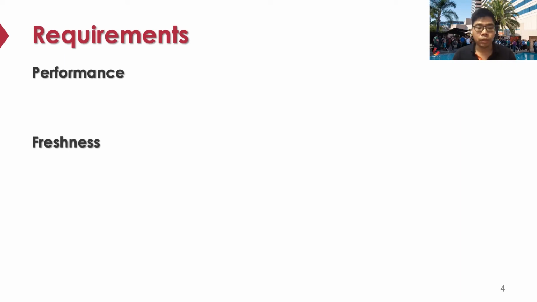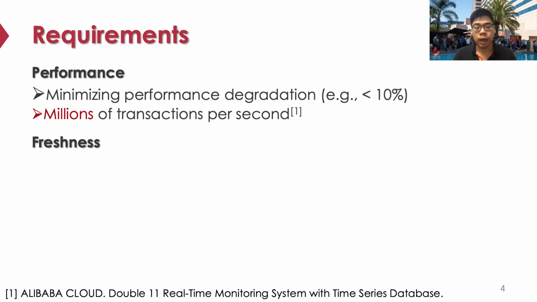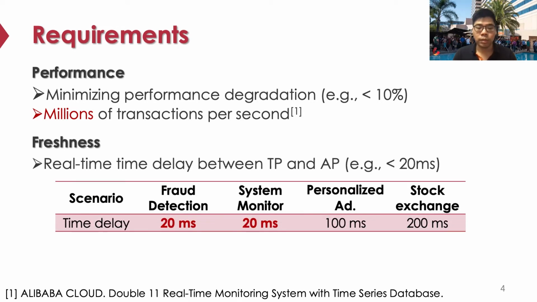Performance and data freshness are important requirements for HTAP. For performance, an HTAP system needs to minimize performance degradation, even when facing millions of transactions per second, such as during a shopping festival of e-shops. For freshness, lots of applications require sub-millisecond data delay between TP and AP. For example, fraud detection and system monitoring need 20 milliseconds of time delay.